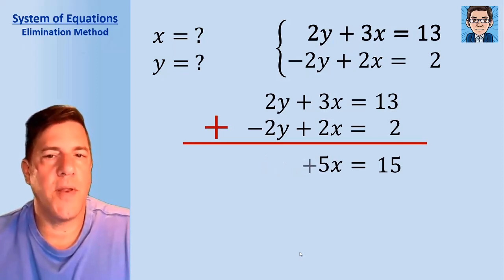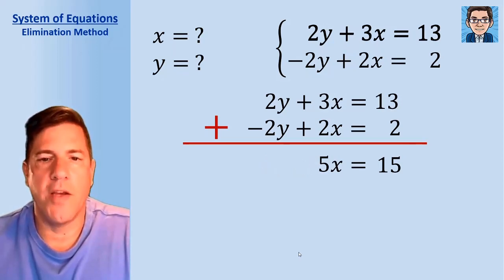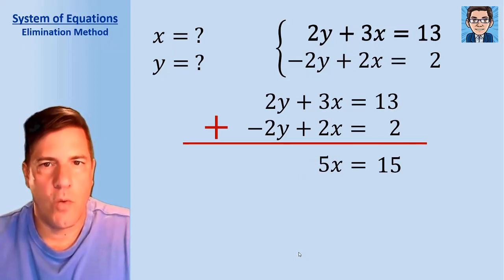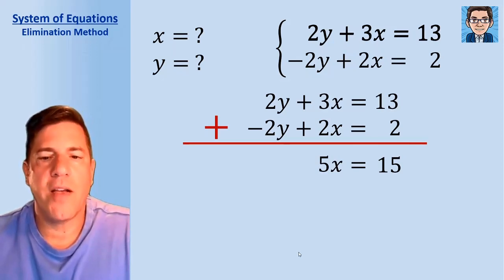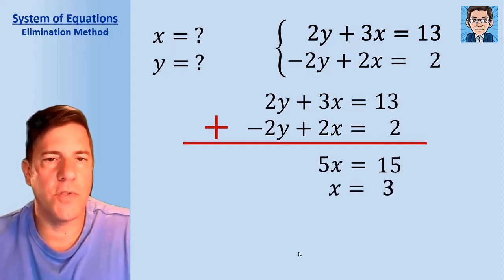So we can get rid of the 0y. And this is the elimination part. So this is why they call it elimination. When we add these two together, the y's get eliminated from the equation. And then we have one equation with one variable, and then we can solve for that variable that way. So 5x equals 15, we can just divide by 5 and get x equals 3.